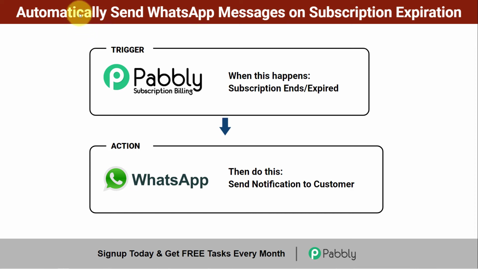In this video, I'll show you how you can automatically send WhatsApp messages on subscription expiration. So assume that I'm running an online streaming platform where people can watch movies and web series online. A lot of people have already purchased the subscription of my platform, and I want that whenever the subscription of a customer expires, I automatically send a notification to the customer on their WhatsApp informing them that the subscription is expired and they can renew it.